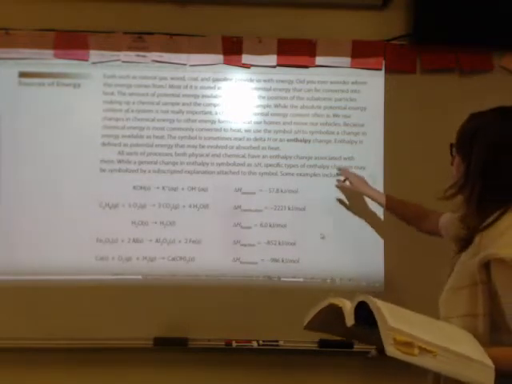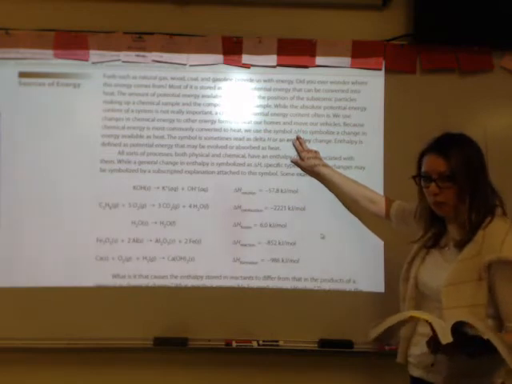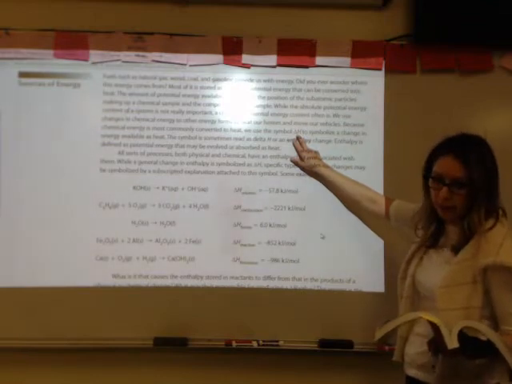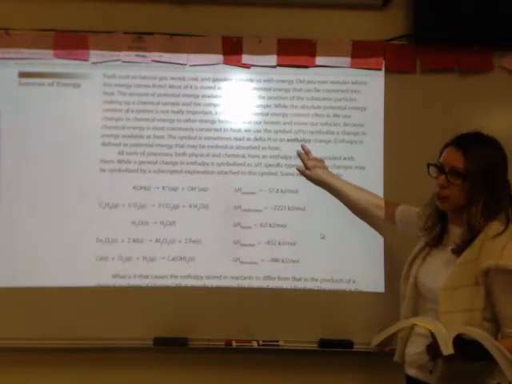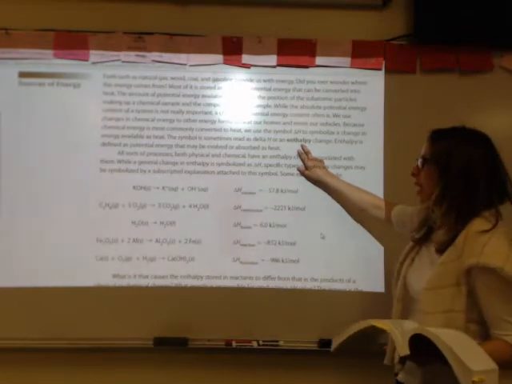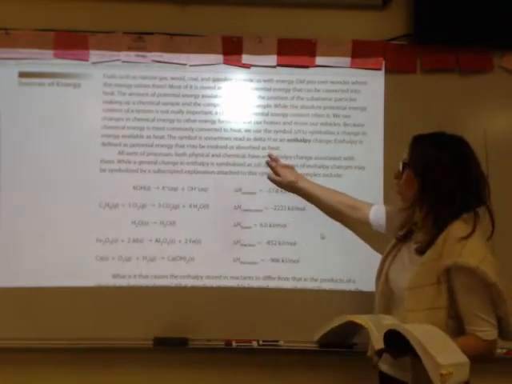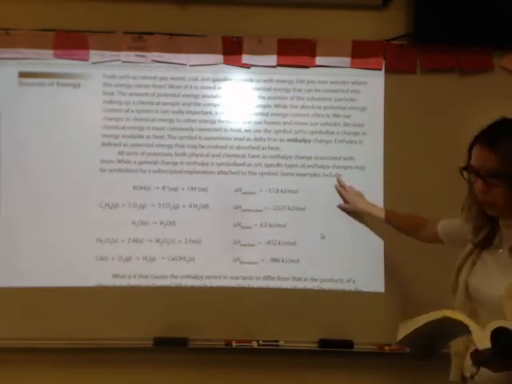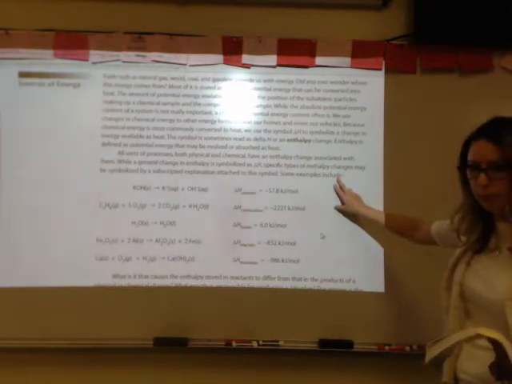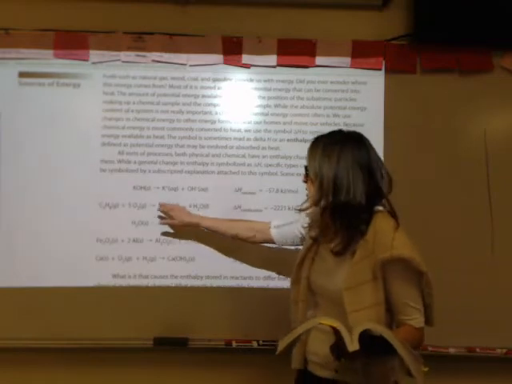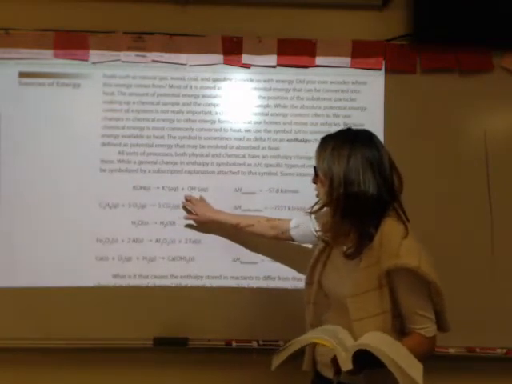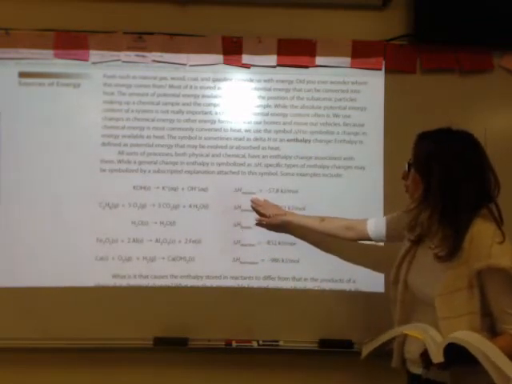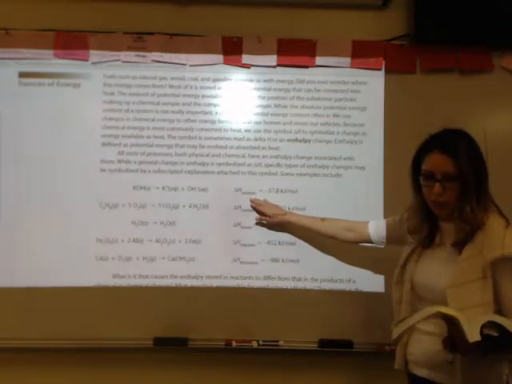And we use the symbol delta H, or this triangle with this capital H, to symbolize a change in energy that's available as heat. And this is often known as the enthalpy change. And the enthalpy is defined as the potential energy that can be released or absorbed as heat. And there are specific types of enthalpy changes, and these are symbolized by a subscripted explanation. So for instance here, when potassium hydroxide dissolves in water to make potassium ions and hydroxide ions in the solution, this is known as the enthalpy change of the solution, or the delta H of the solution.